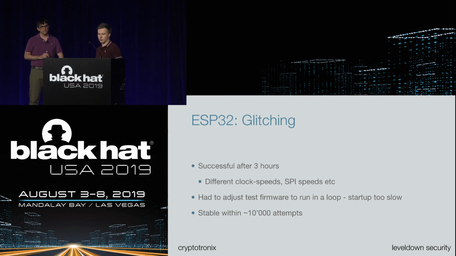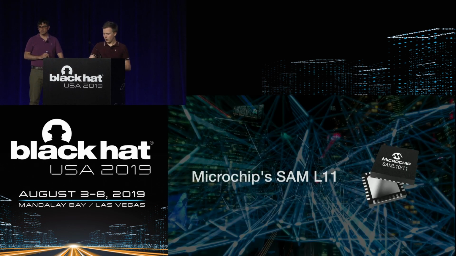We slightly had to adjust the test firmware because the ESP takes a very long time to boot up. So we needed an endless loop where we always push up the trigger, and we couldn't just reboot it on every test. We had to adjust the test logic a bit, but you will see that in the Jupyter Notebooks we'll be releasing for the ESP. And we got this ESP32 glitched stably within roughly 10,000 attempts. This has some interesting impact, especially when you look at the secure boot features of the chip.